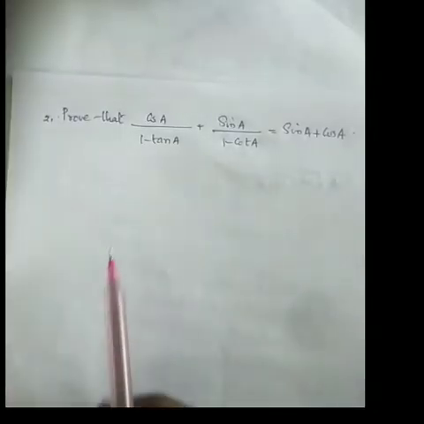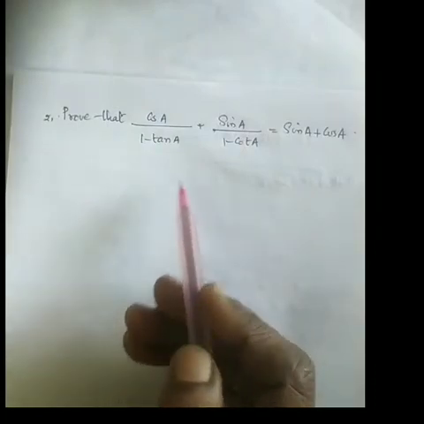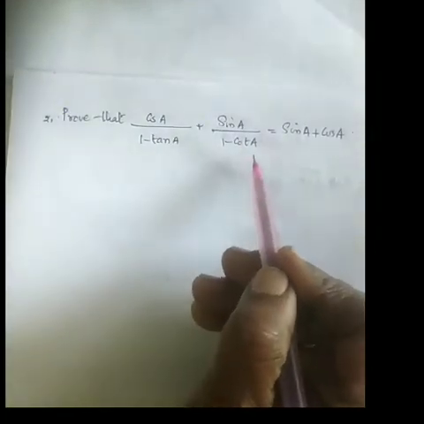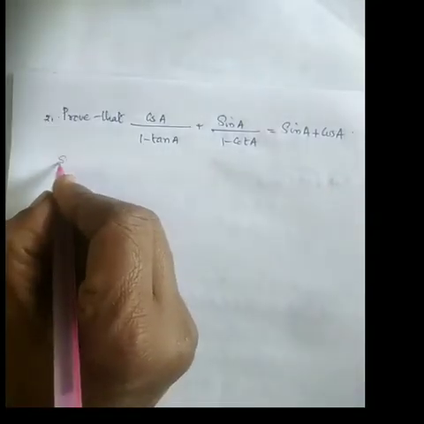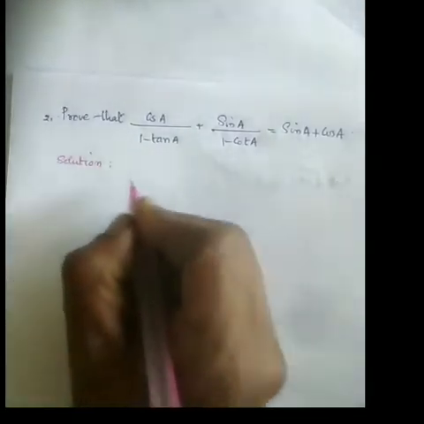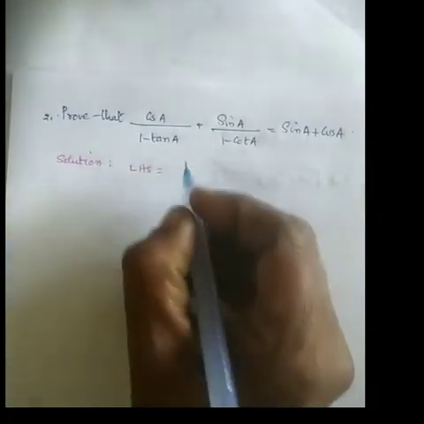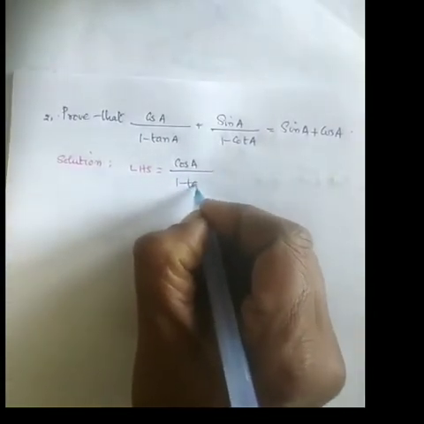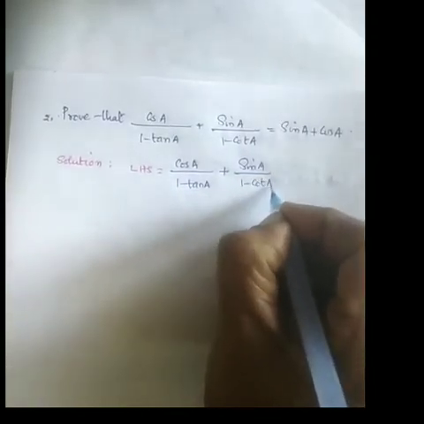Second question. Prove that cos A divided by 1 minus tan A plus sin A divided by 1 minus cot A equals sin A plus cos A. Solution. Take the LHS. LHS equals cos A divided by 1 minus tan A plus sin A divided by 1 minus cot A.